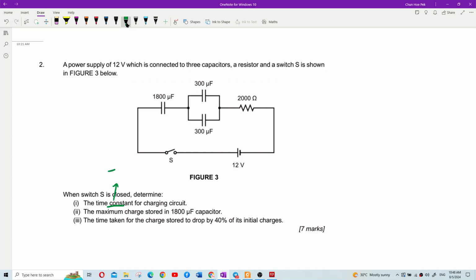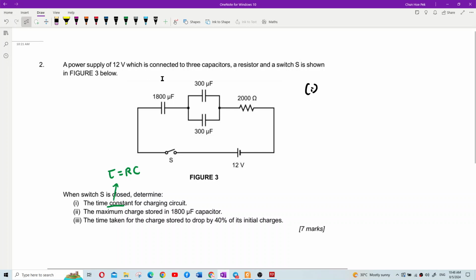Time constant is this one, correct or not? What formula again? RC, isn't it? So what you need is question 1, the time constant. What you need is the resistance, given as 2000 ohm. Capacitor means the total capacitance.